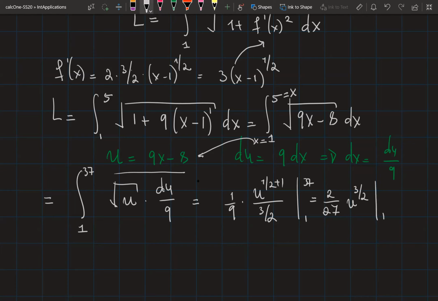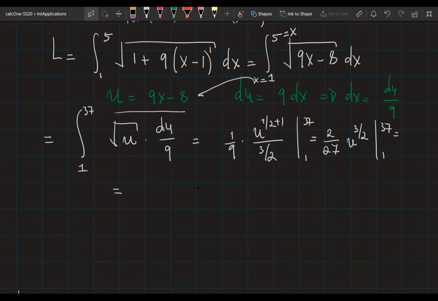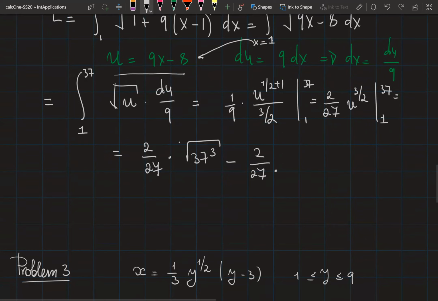So from 1 to 37, it's going to be a complicated number, but we can easily calculate this using a calculator. 2 over 27 times 37 in the cube, from the square root, oh sorry, 37 to the power of 3 over 2, minus 2 over 27 times 1, because 1 in the power of 3 over 2 is still 1. So this is what we have obtained as the length of the curve.